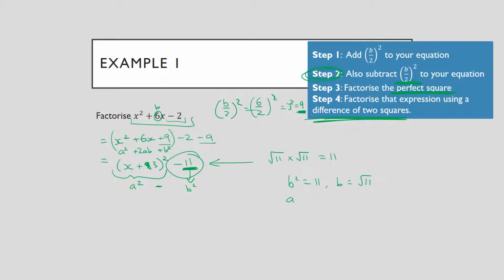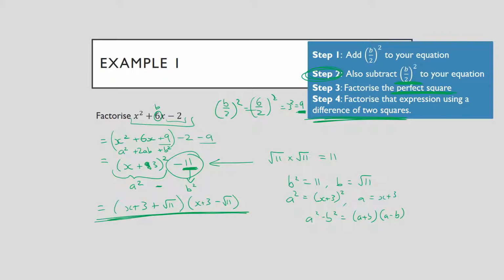We've also got our a squared equals x plus 3 squared. So therefore, a is going to be x plus 3. So we can now use the difference of two squares. Remember that's a squared minus b squared equals a plus b, a minus b. So we can write our a, which is x plus 3, plus our b, which is the square root of 11, and then x plus 3 minus our b, the square root of 11. And that is the factorized form of the first equation.